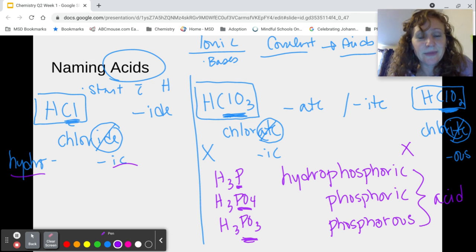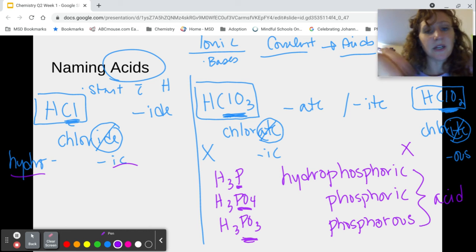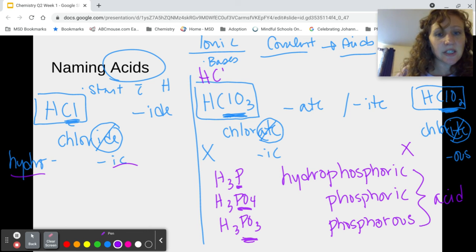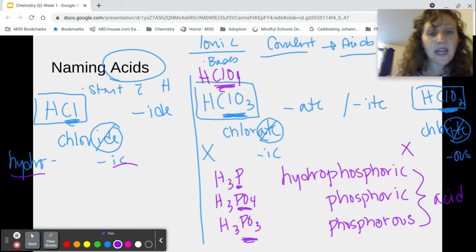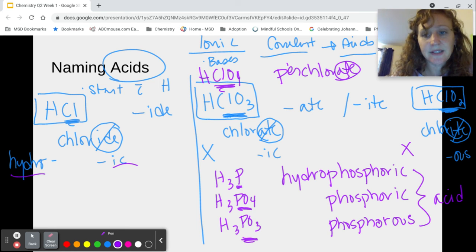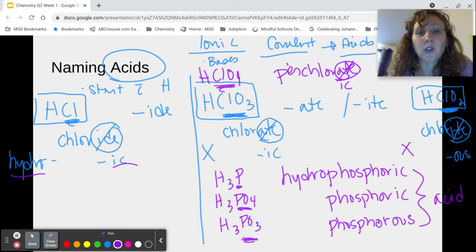And there you go. The one other catch here is if it comes with a prefix, you keep it. So like HClO4, the anion there is perchlorate. So again, ate becomes ic. So now I have perchloric acid.